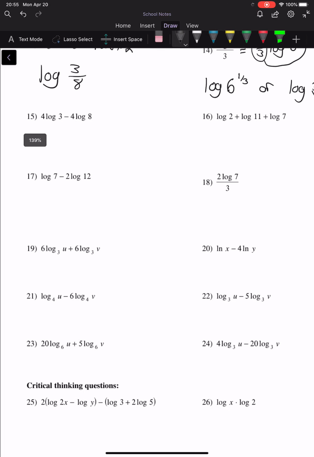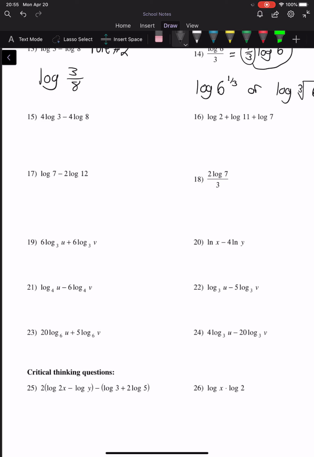Question number 15 is going to basically be a combination of the last two questions. So because we each have the 4 in front of the log, that'll come into play at the end of the question. So we're going to have log 3 over 8 again. However, because both of these have the 4 in front of it, we're going to raise this entire thing to the 4th power. And again, that comes from 4 log 3 is the same as log 3 to the 4th power, and similar with 4 log 8. So that's where we get that from.